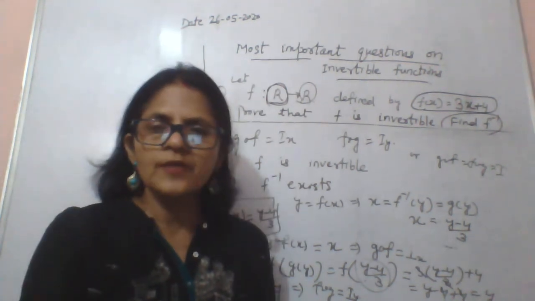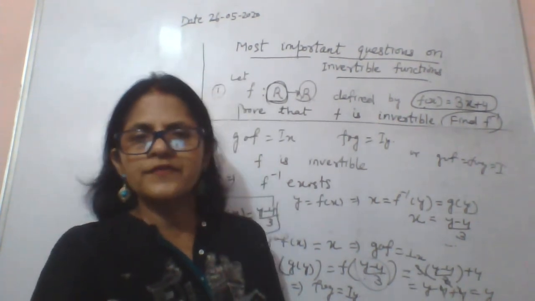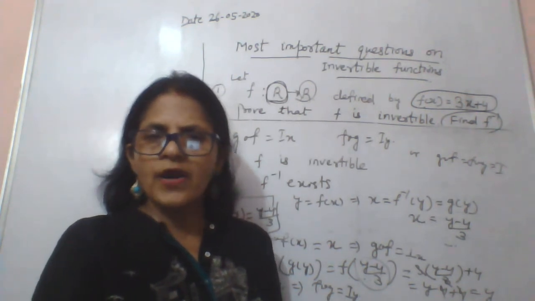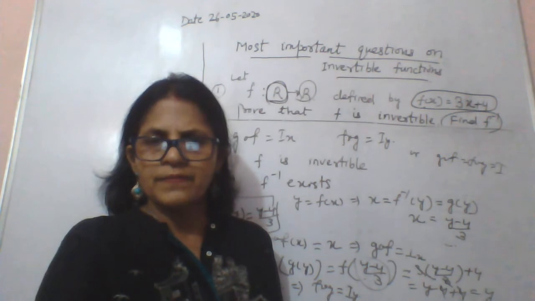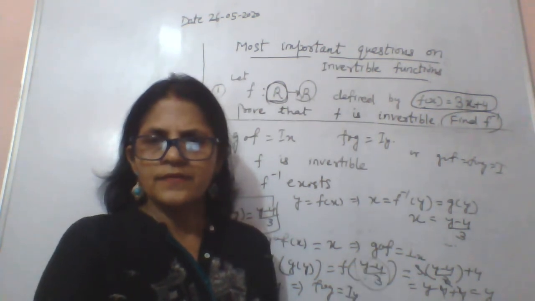So I hope the second method is much more convenient than the first one, where you don't have to write elaborately the reasons, like why it is onto or what. Okay, here, straightforward, you can start the question like this.